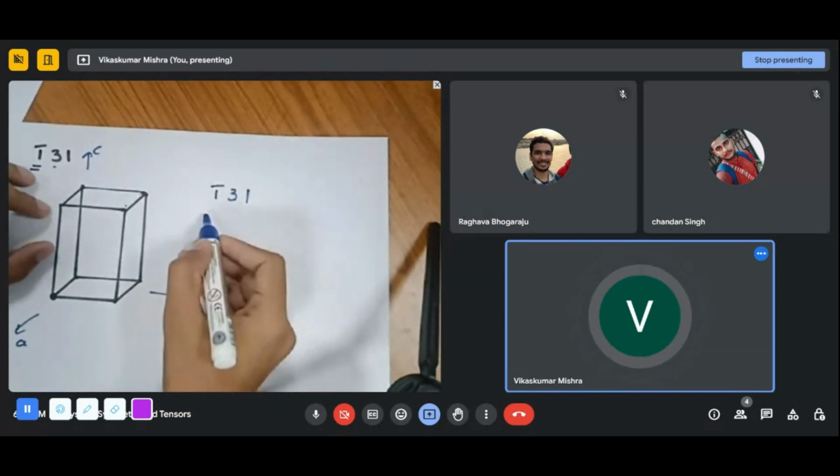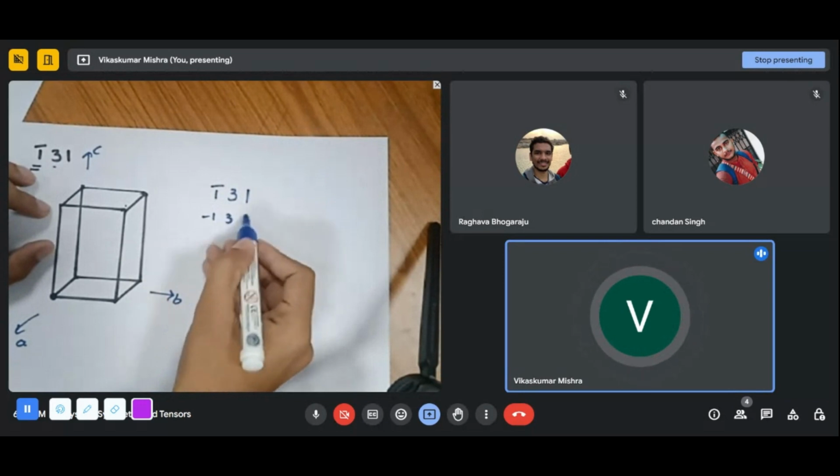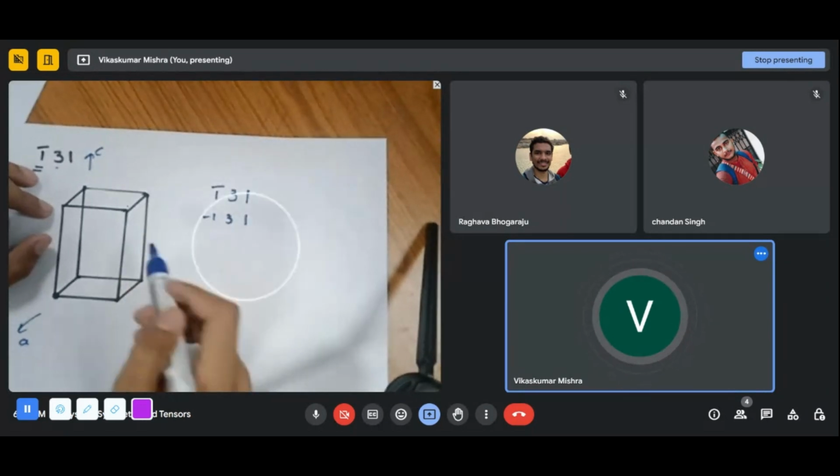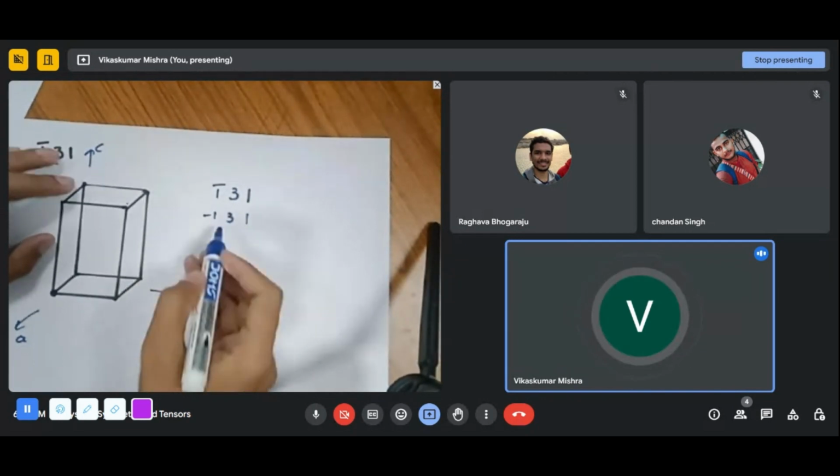That is minus 1 3 1. The Miller indices is minus 1 3 1. It's not cutting at the 1 bar 3 1. Sorry for that. This is the Miller indices as minus 1 3 1. Okay. Now we will take the reciprocal of it.